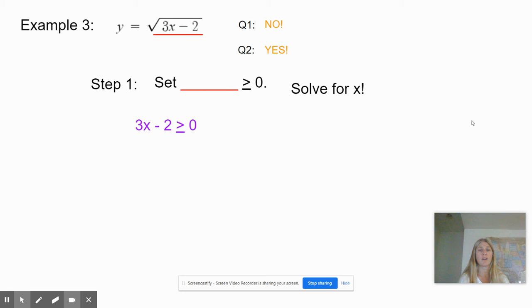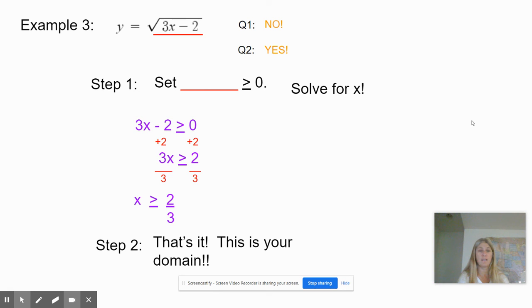And then, of course, we're going to solve for x. So I'm going to add 2 to both sides of my equation. We treat that greater than or equal sign just like you would treat an equal sign. You're just going to continuously drop it down unless you divide by a negative, which we don't in this case. So we have 3x is greater than or equal to 2. We finish up to isolate our variable by dividing both sides by 3. So x is greater than or equal to 2/3. Step 2, that's it. You're done. This is your domain. X is greater than or equal to 2/3.